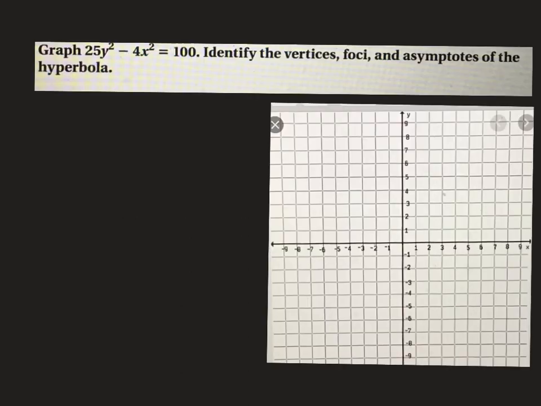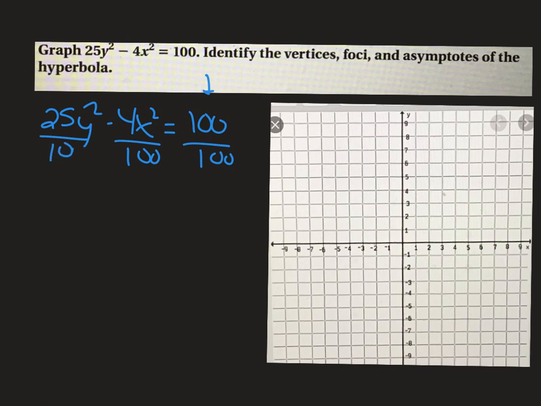All right, graph 25y squared minus 4x squared equals 100. Identify the vertices, foci, and asymptotes. Okay, so here we go. First of all, 25y squared minus 4x squared equals 100. Just like yesterday, I need that side to be 1. So I'm going to divide every single term up there by 100 because that's what I want my equation to look like, if you notice from the last slides.